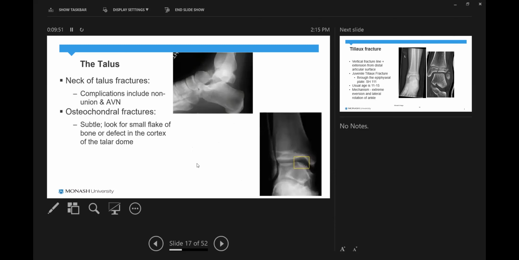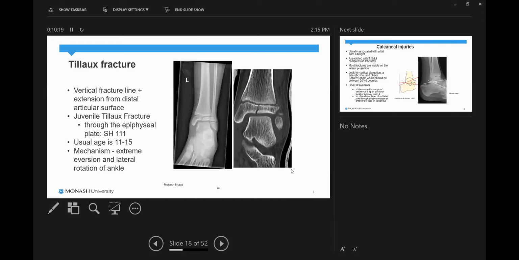So fractures of the talus, and in particular of the neck, have the added complication of non-union or avascular necrosis. And then you can also have osteochondral fractures. These are very subtle fractures, so it's always useful to look around the talar dome to see if there's any small flakes of bone which can indicate that there is an osteochondral fracture.